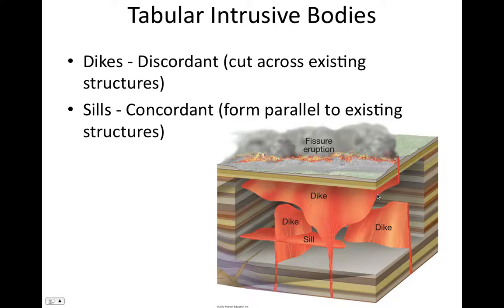Dikes are discordant tabular intrusions. Discordant means they cut across the existing structures. So here you can see these layers of rock that are horizontal. The dike is cutting vertically up through them, making them discordant. Sills are concordant tabular igneous intrusions, where the molten rock intrudes in parallel to the existing structure. So with the sill, the molten rock intrudes in between the layers of pre-existing rock.